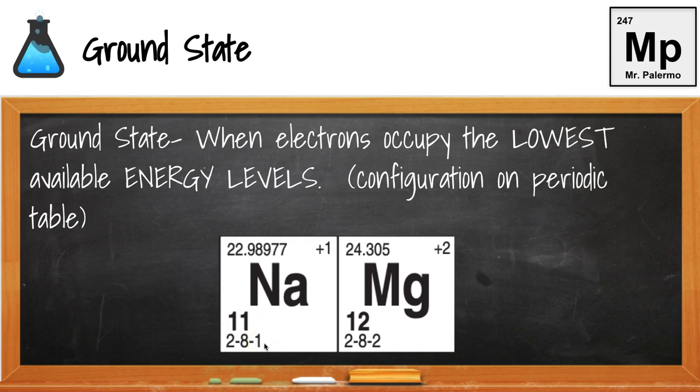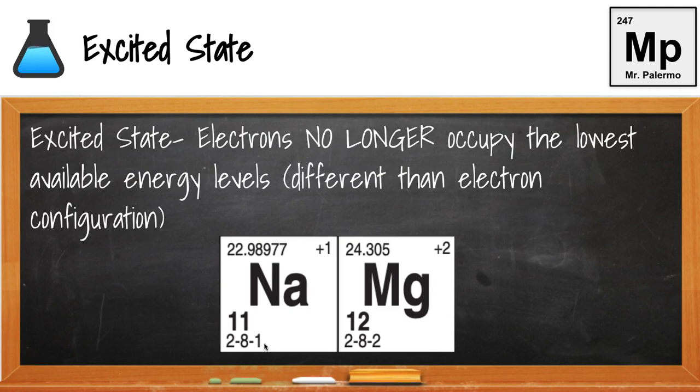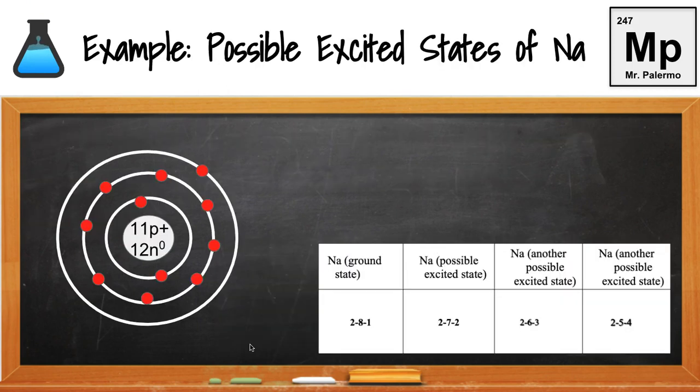What happens if the electrons don't occupy this configuration? They occupy some other configuration which is higher energy. They are said to be in the excited state. So it's when electrons no longer occupy that lowest configuration, and therefore it's different than the one listed on the periodic table. So how do electrons get into this excited state? Well, that happens with the introduction of energy.